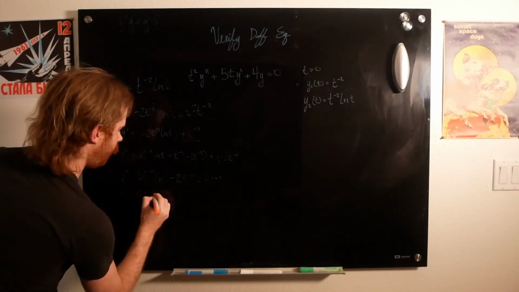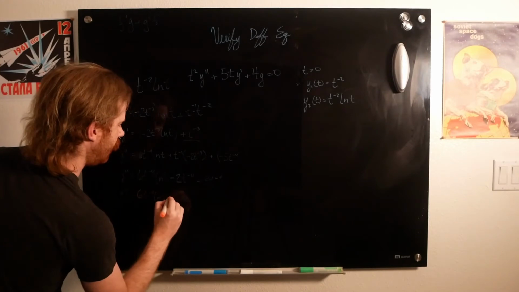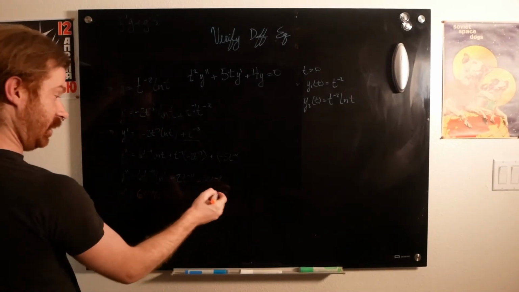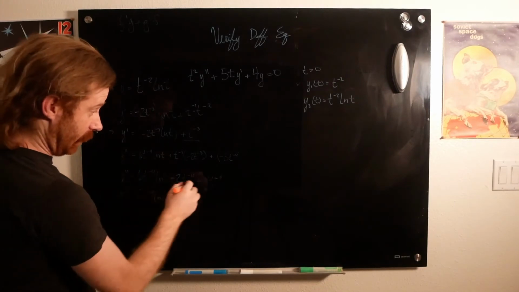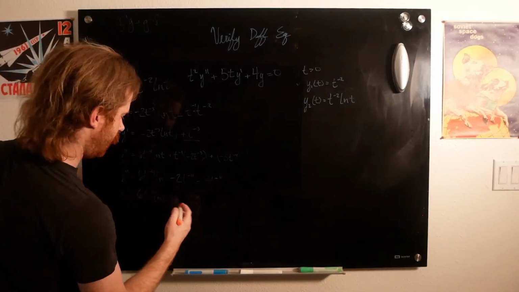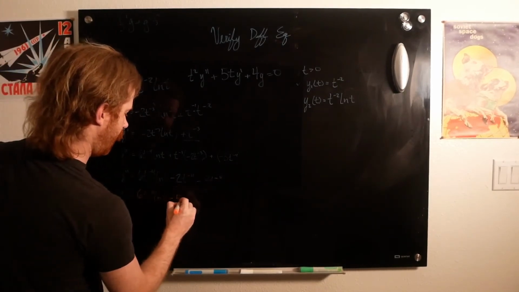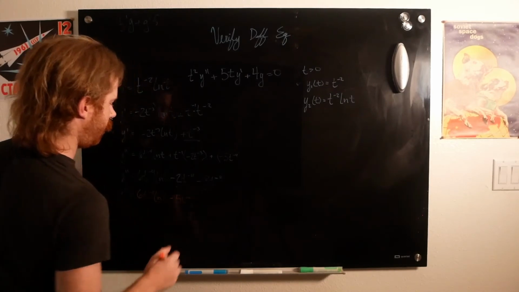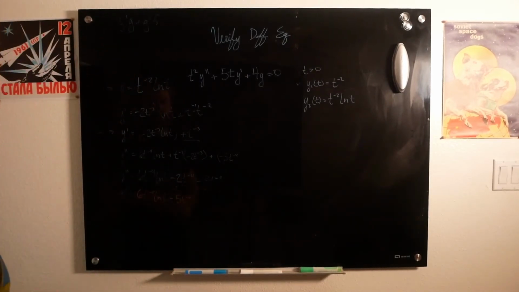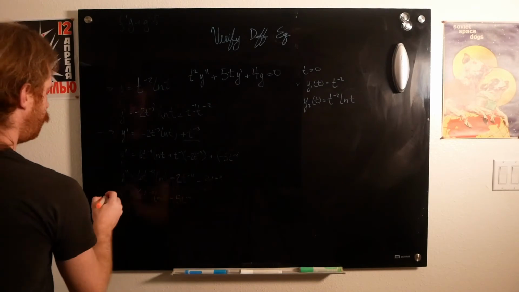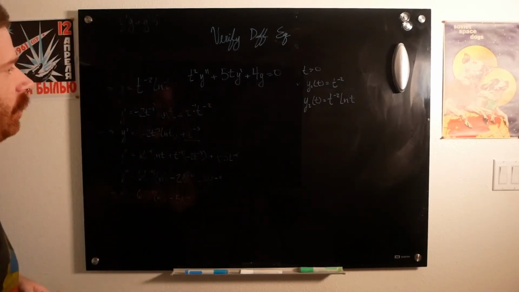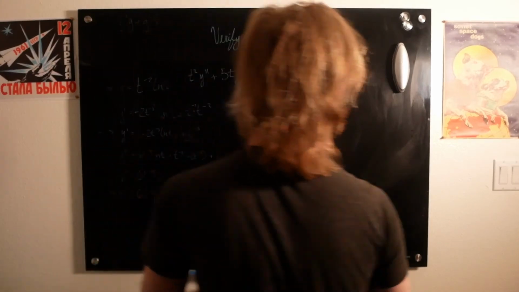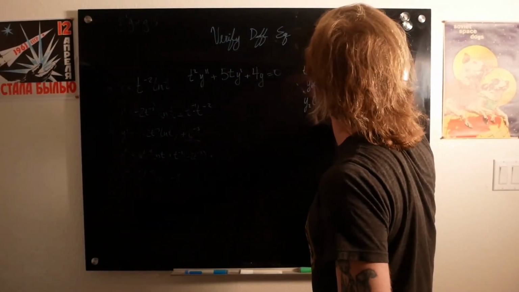6t to the negative fourth ln of t minus, and then these can combine because they have the same t attached to them, so minus 5t to the negative fourth. Okay, so now let's go back and plug each one of these in the original equation and see if we can't get it simplified. I'm going to copy this up here real quick.